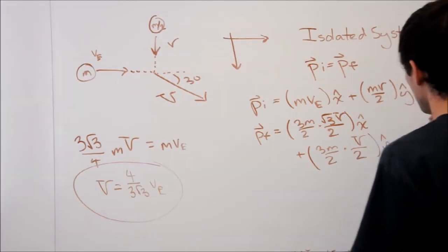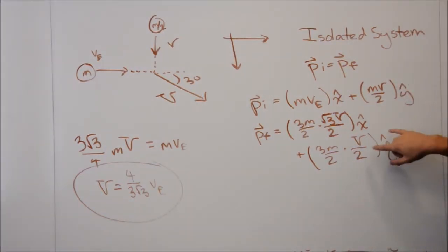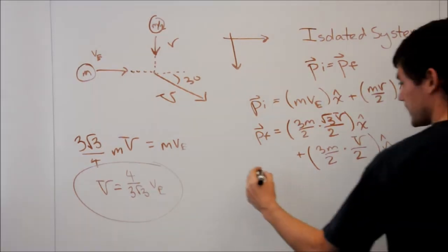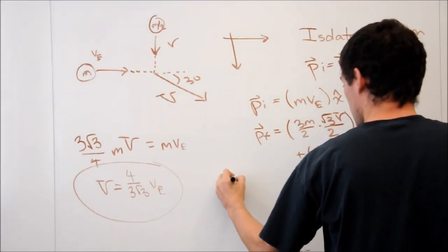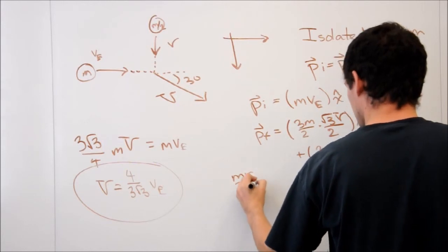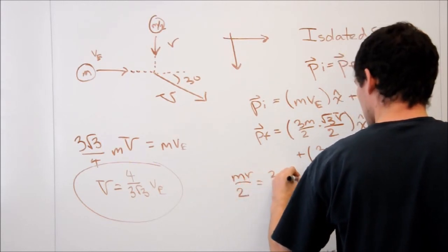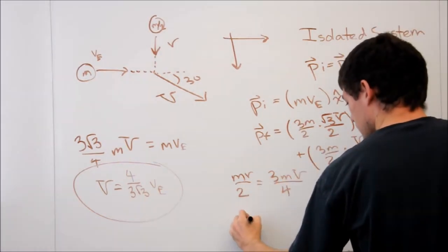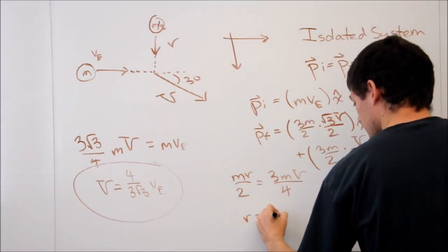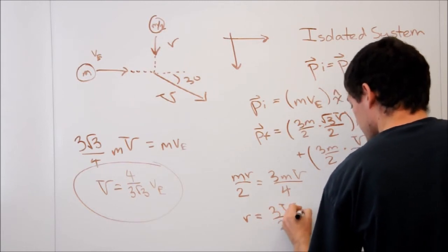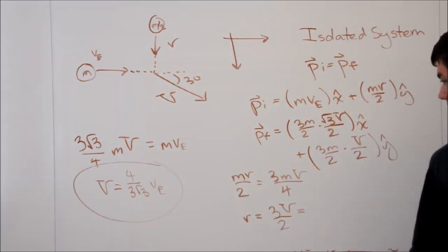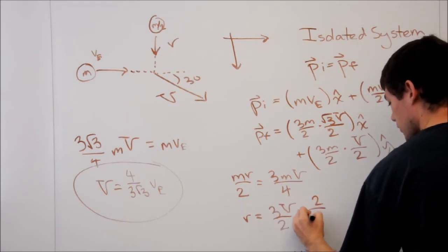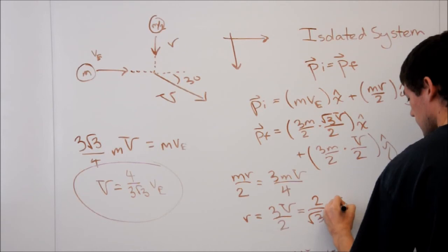Now all we have to do is take the y hat terms, and plug in our value for big V to solve for little v. That's going to give us m times little v over 2 equals 3m times big V over 4. And pulling this over, we get little v equals 3 times big V over 2. And then we can plug in the solution that we already got, and that's going to give us little v equals 2 over the square root of 3 times v sub e.